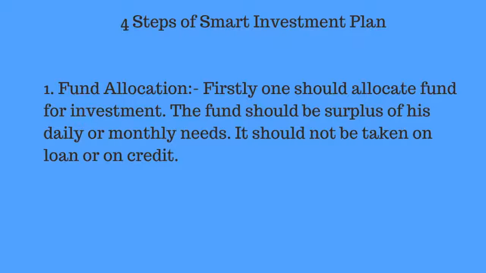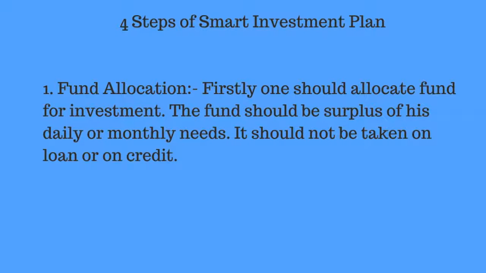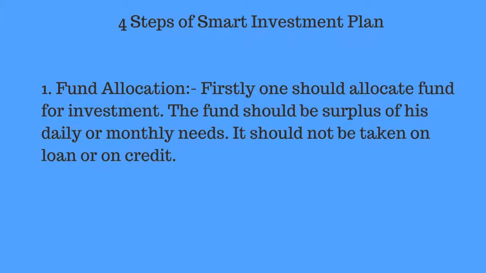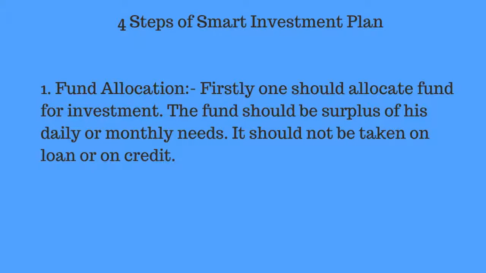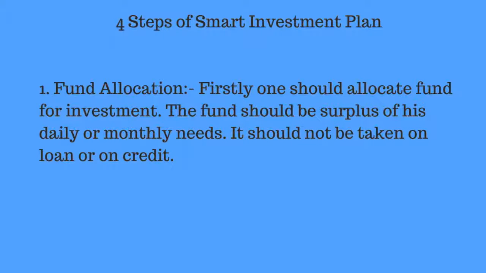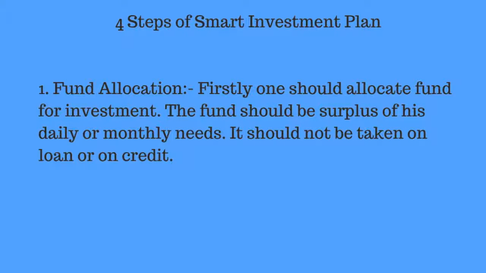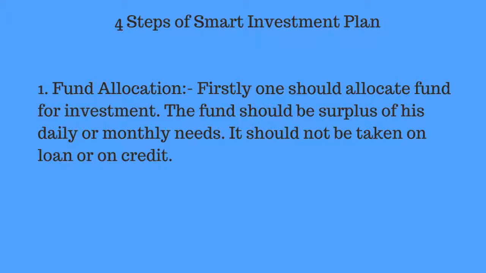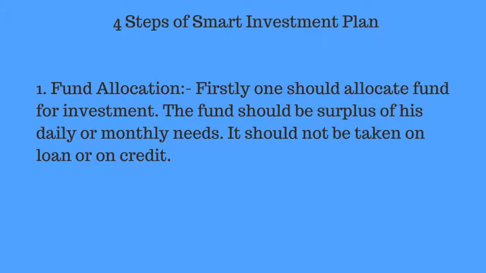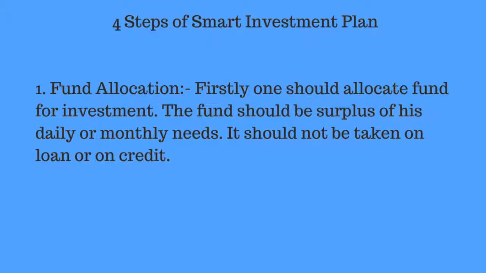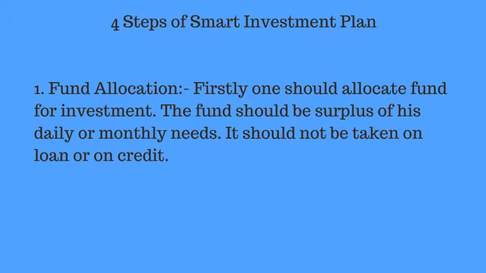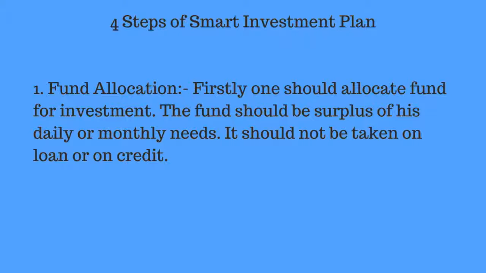First is fund allocation. Firstly, one should allocate fund for investment. The fund should be a surplus of his daily or monthly needs. It should not be taken on loan or any credit. He should not borrow from others and then put it in some investment, and then after 2 or 3 months say I need money. This should not happen. It should be a surplus of daily needs, and should not come from a loan, credit card or some other source of credit.